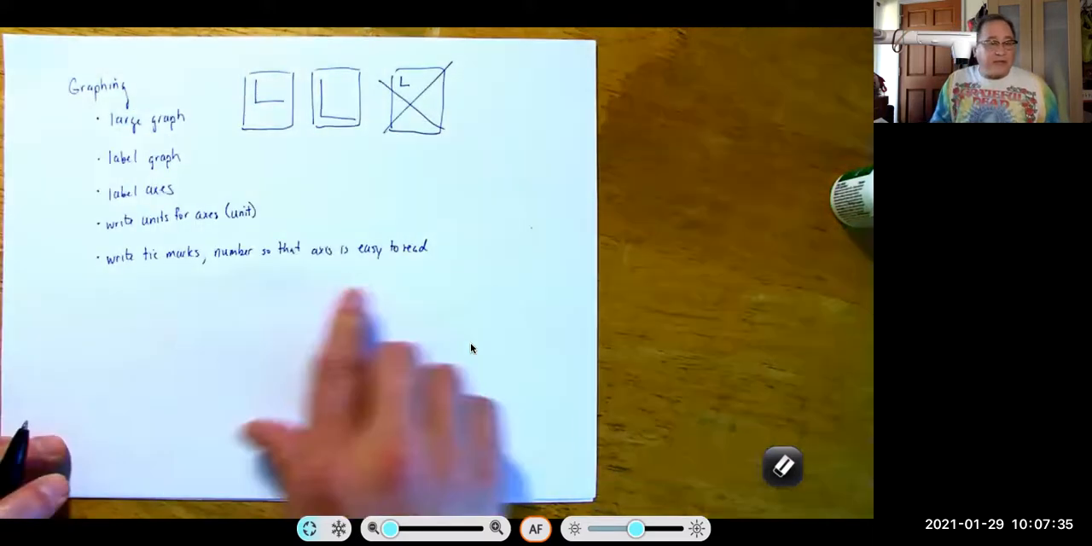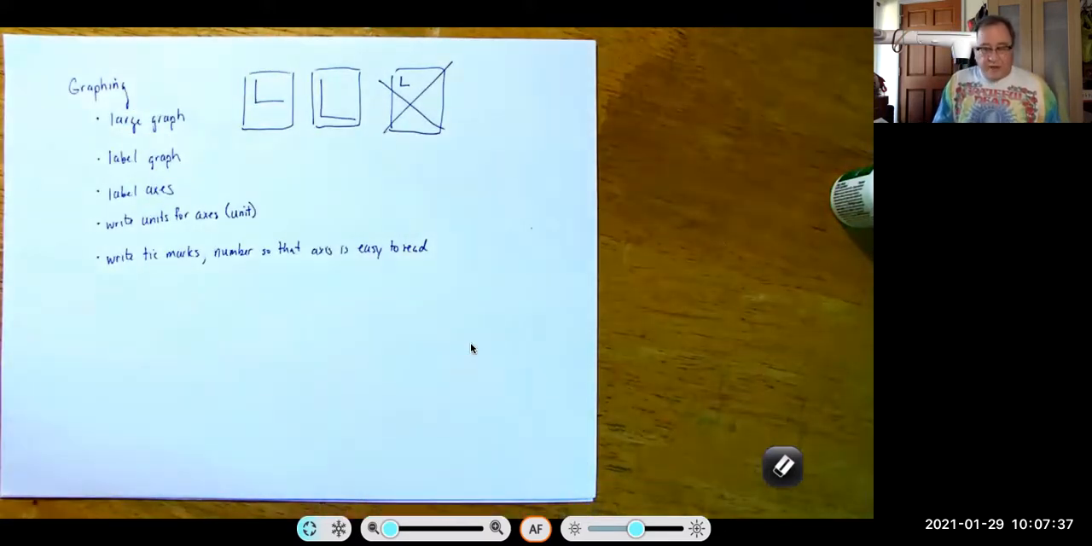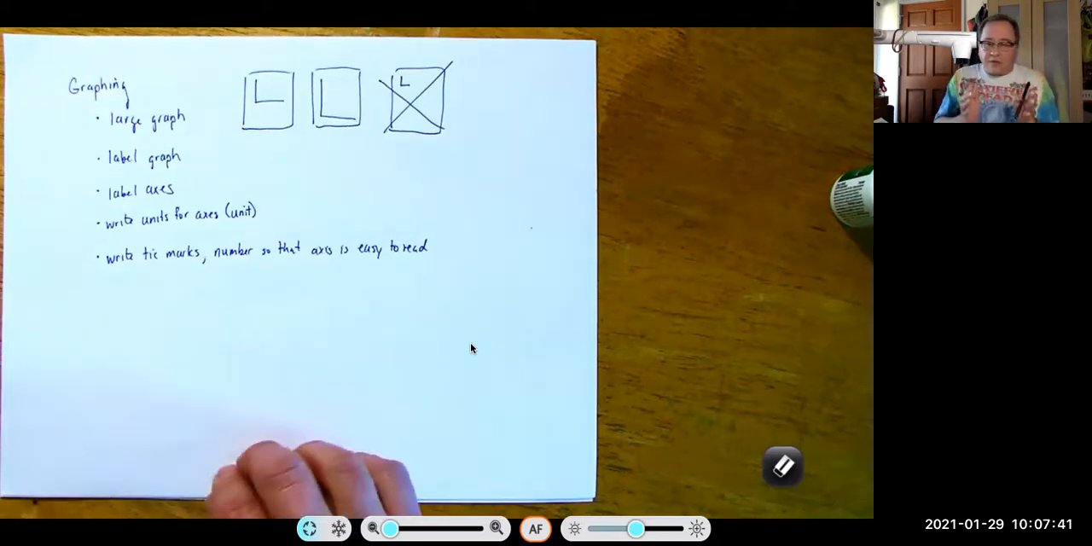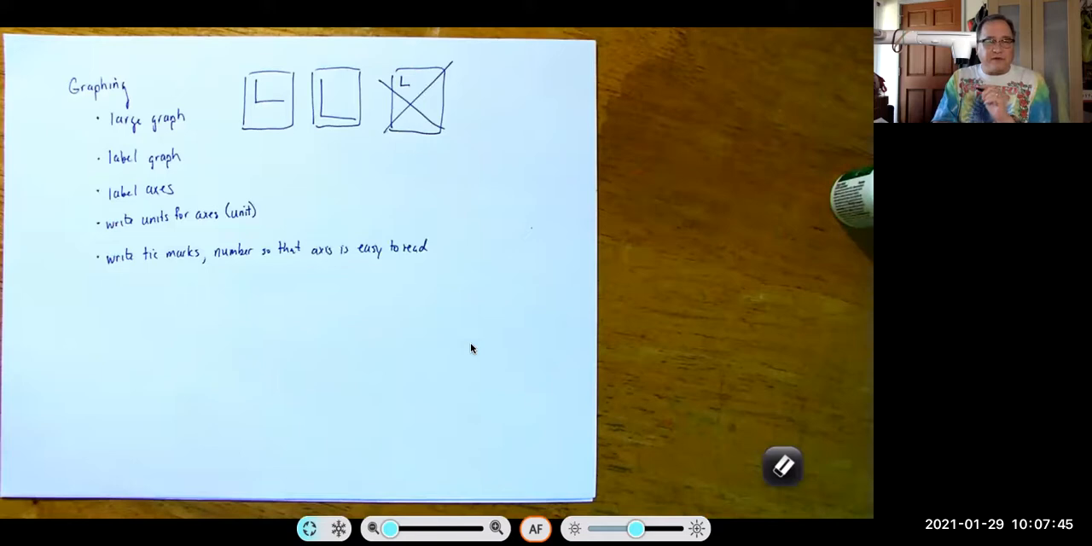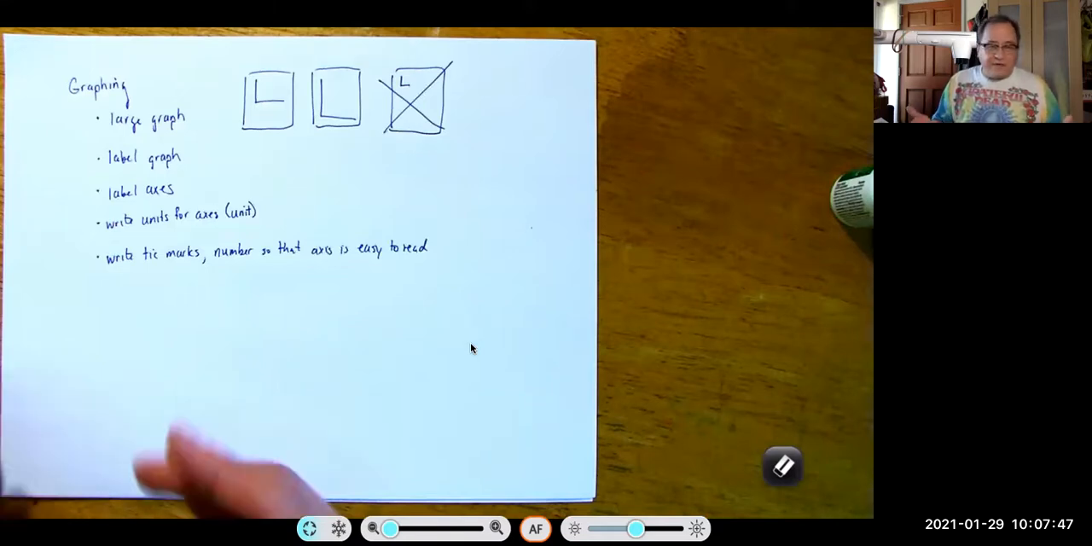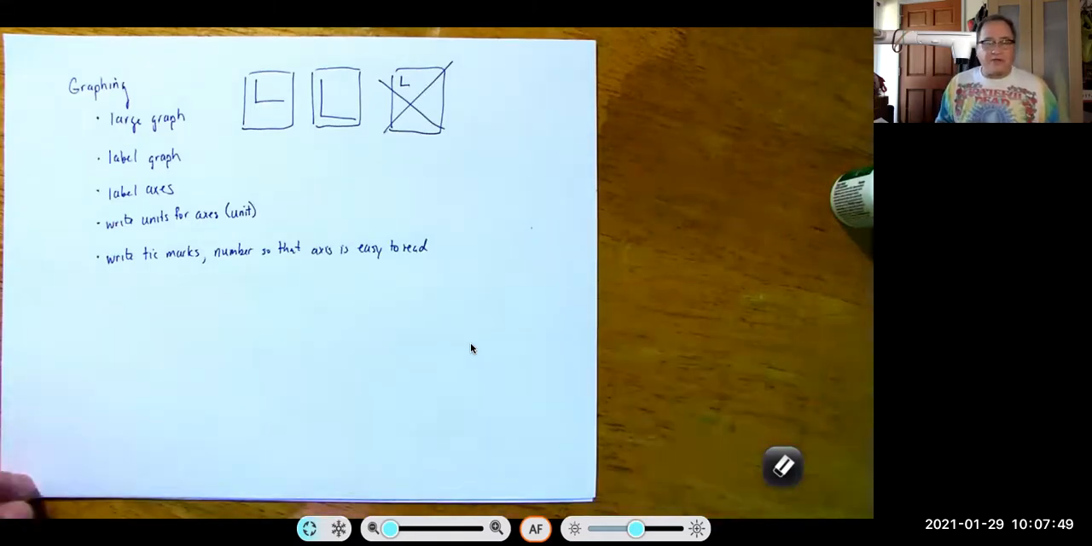So what that means when I say the axis is easy to read, if your tick marks are really close together and you number every one of them, the numbers get in the way, that's not easy to read. So you see this on a number of different graphs where they'll do every fifth tick mark or every fourth tick mark or something like that.